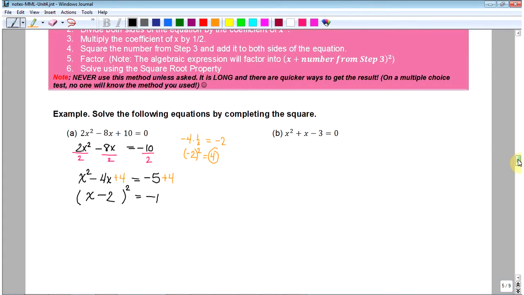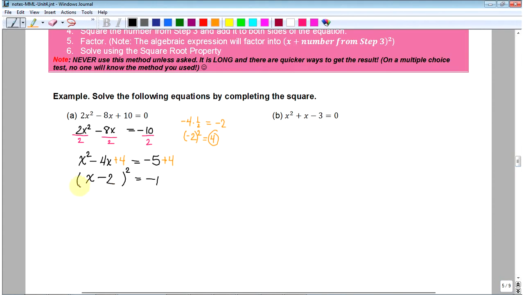Now we can apply the square root property. On my left, I end up with just x minus 2 is equal to plus or minus the square root of negative 1. The square root of negative 1 is exactly what i is equal to. So we have plus or minus i on the right side of our equation. Our last step is to add 2 to both sides, and we get x equals 2 plus or minus i. And that's our final answer.